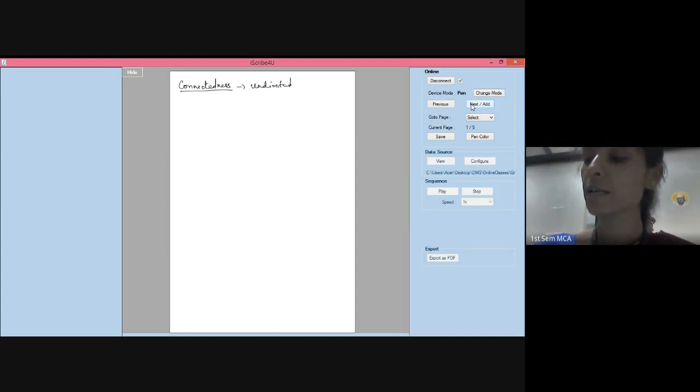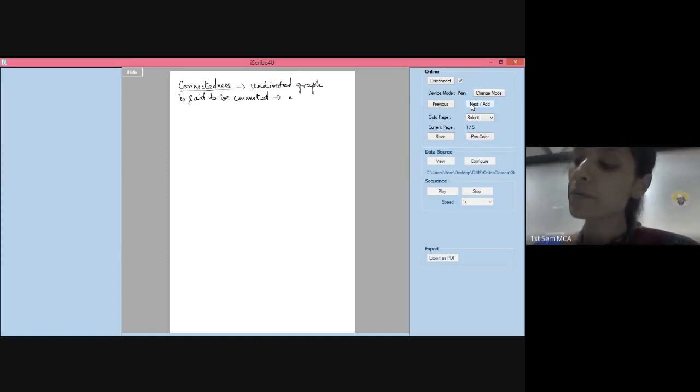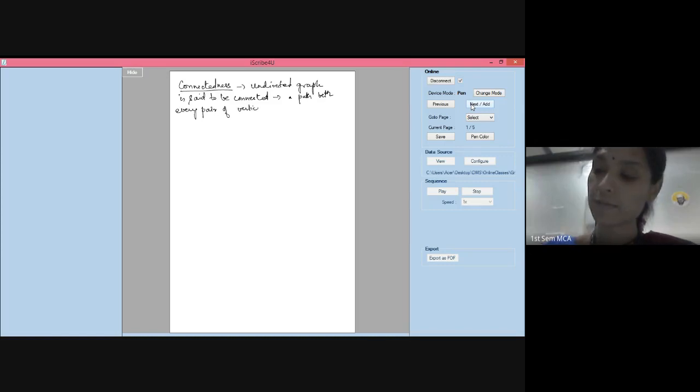An undirected graph is said to be connected if there is a path between every pair of distinct vertices of the graph. Then you call it a connected graph. If the graph is not connected, then you call it a disconnected graph.